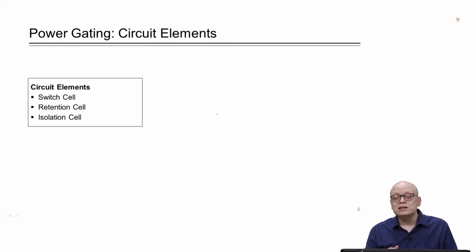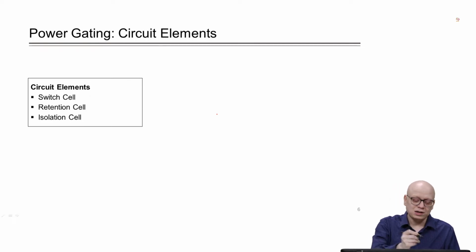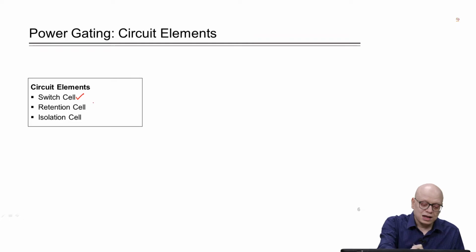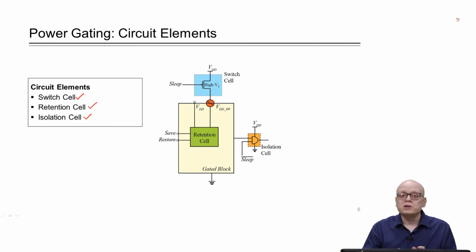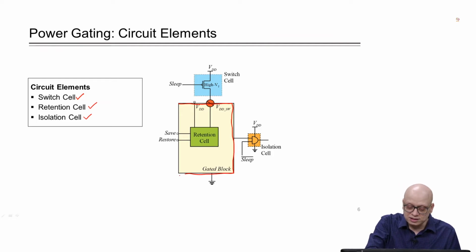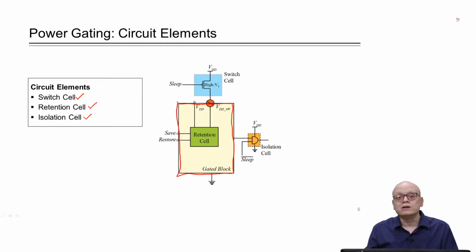The circuit elements which are required in a typical power gating implementation are the switch cell, the retention cell and the isolation cell. Now, what are these cells? Let us take an example of an implementation and then understand the role of these circuit elements. This is a schematic of an implementation in which the gated block that is shown is being power gated.